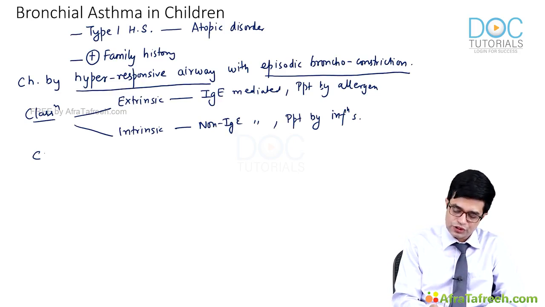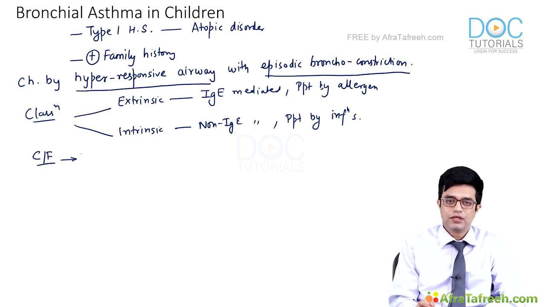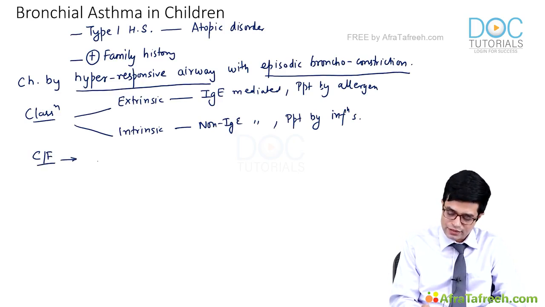Moving to the clinical features, in these children, there can be two patterns which can be seen. Either the patient can have intermittent asthma clinically, or it can be persistent asthma.